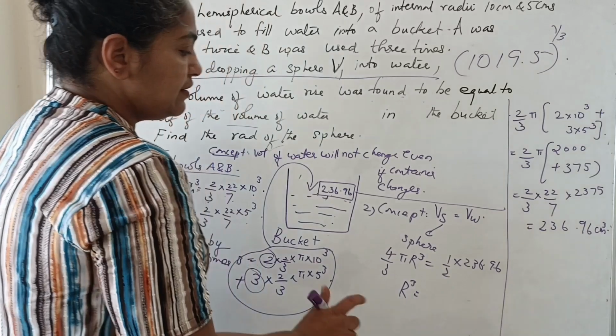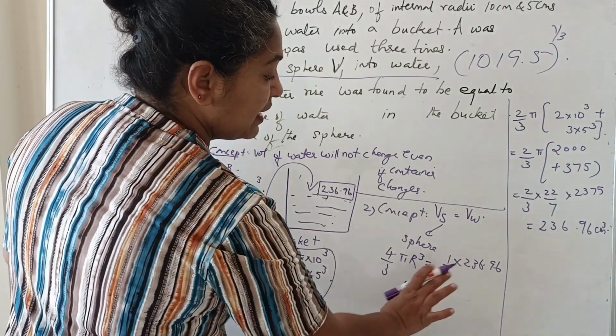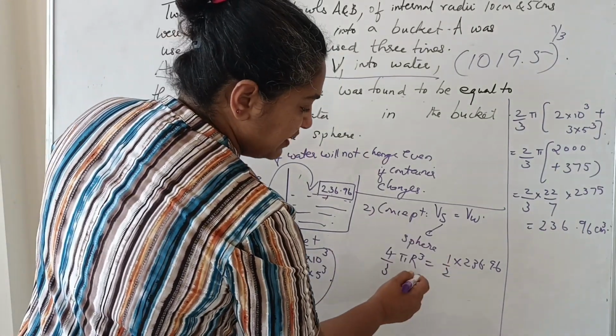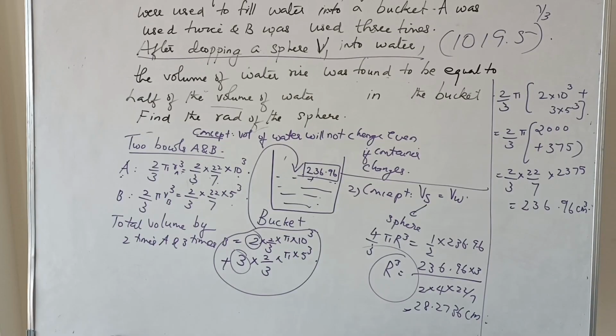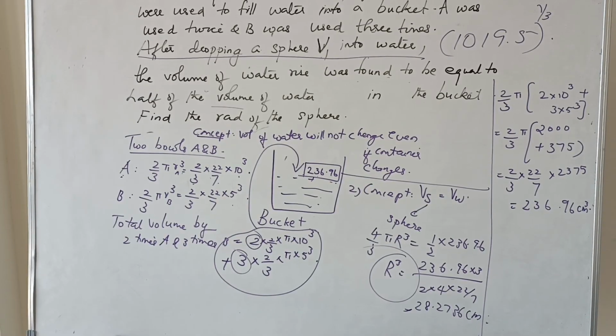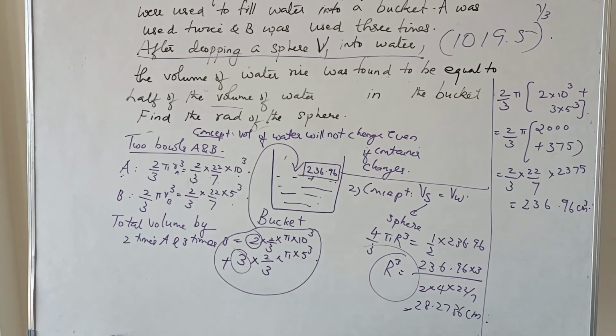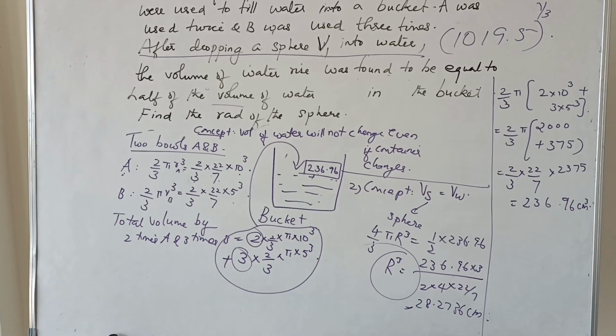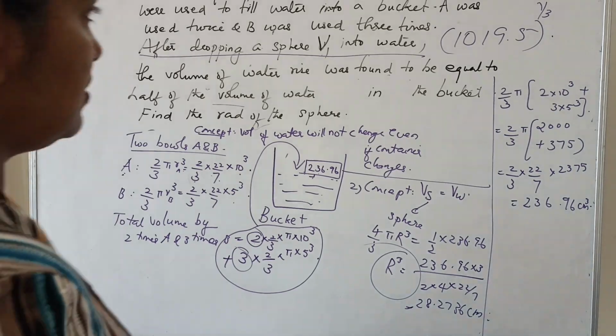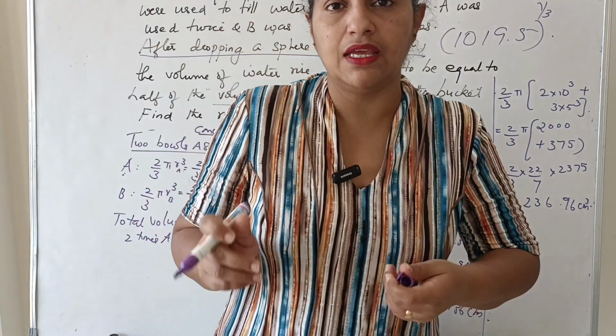Okay. So in this case, we are equating both of them and this is what we are getting. Now let us find the value of r cube. I am getting the value of r cube as 28.2736. So you can write the value of r is 28.2736 the whole raised to 1 by 3. So I hope you have understood both the concepts very clearly.